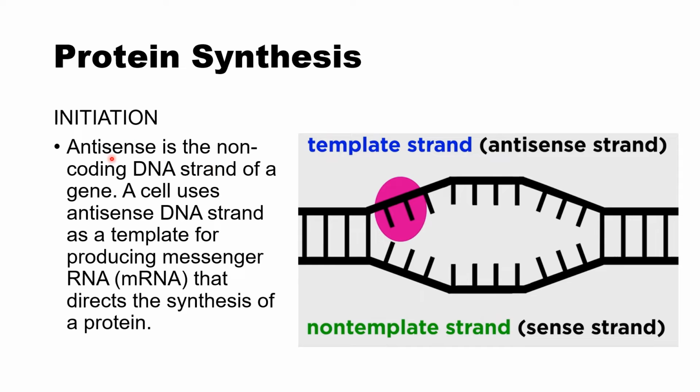So, itong anti-sense is the non-coding DNA strand of a gene. So, a cell uses anti-sense DNA strand as a template for producing messenger RNA or yung mRNA that directs the synthesis of protein. So, yun yung tawag dito sa pinapasa ng DNA polymerase. Antisense strand, yun yung ginagamit niya para makapagbuo nitong messenger RNA natin. So, with that, tuloy tayo dun sa explanation.